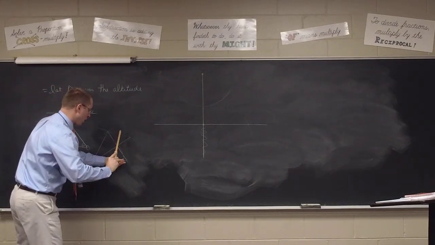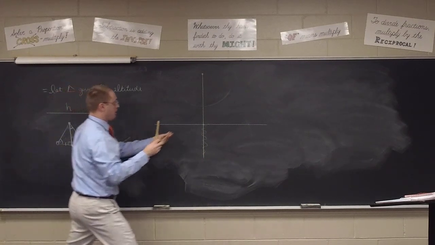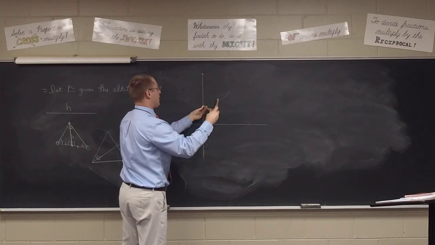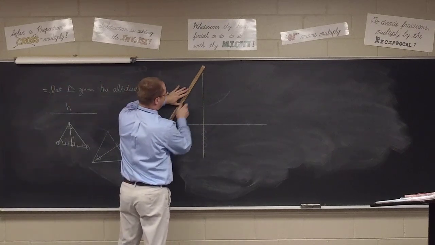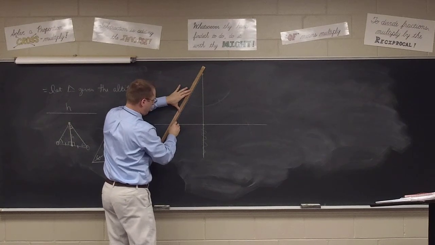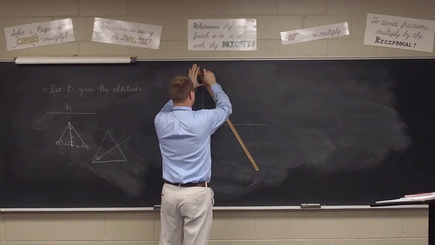Then measure across the 30. Mark 30 off on one side, 30 off on the other side. And when you connect those lines down, you'll have the equilateral triangle with that exact altitude.